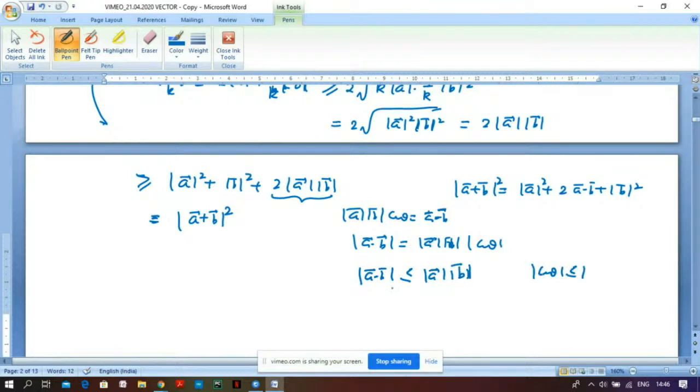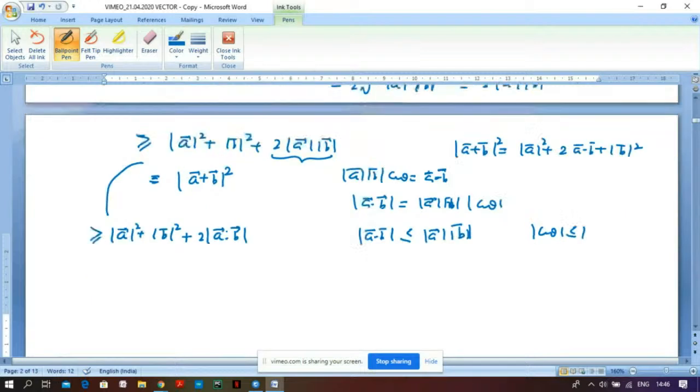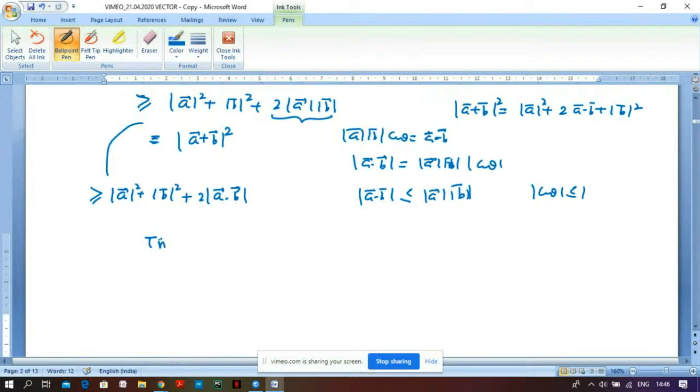And so we could have written one extra line here: greater than or equal to modulus a squared plus modulus b squared plus 2 modulus a modulus b. So that is greater than or equal to twice mod of a dot b. So we can write this, and then we can have covered this expression, modulus of a plus b whole squared.